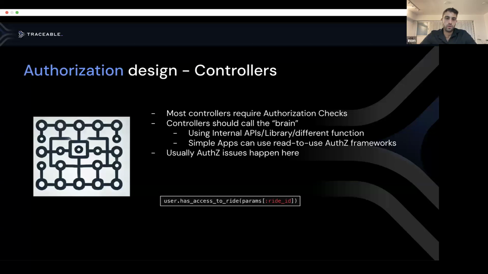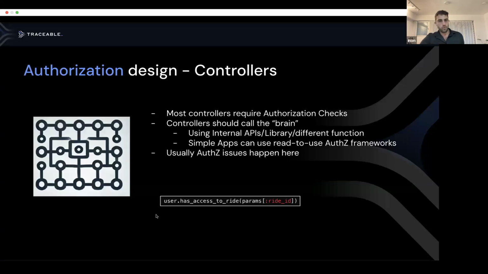And then you have the authorization checks that have to be done in the controllers. So this is a much more spread out set of authorization checks. This is basically where you call the brain from. So every developer that writes code that receives an ID from the client needs to make sure that they perform inside the controller the right authorization checks, or they call the brain, the decision-making engine, in order to make sure that the user has access to the IDs they are trying to access.